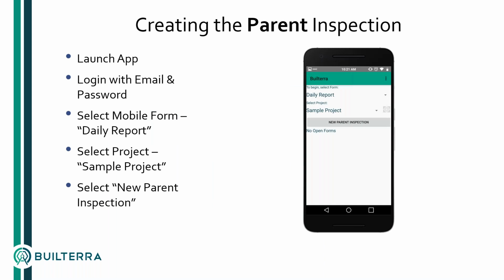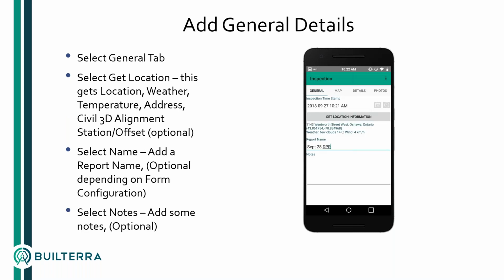When you pick a daily report, it knows it's a complex report with tables, and it will prompt you now. It says new parent inspection. I know it sounds kind of like a bunch of programmers did that, but basically it creates a new parent form. In other words, a header. And it looks exactly like the regular mobile inspection form for like a photo report. It looks the same. It is the same.